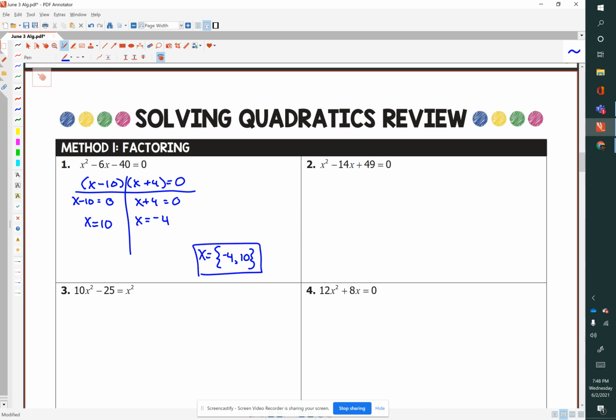Number 2, we have x squared minus 14x plus 49 equals 0. We need 2 numbers that add to -14 and multiply to +49. So we need 2 negative numbers, and that would be -7, -7. So x minus 7 times x minus 7 equals 0.